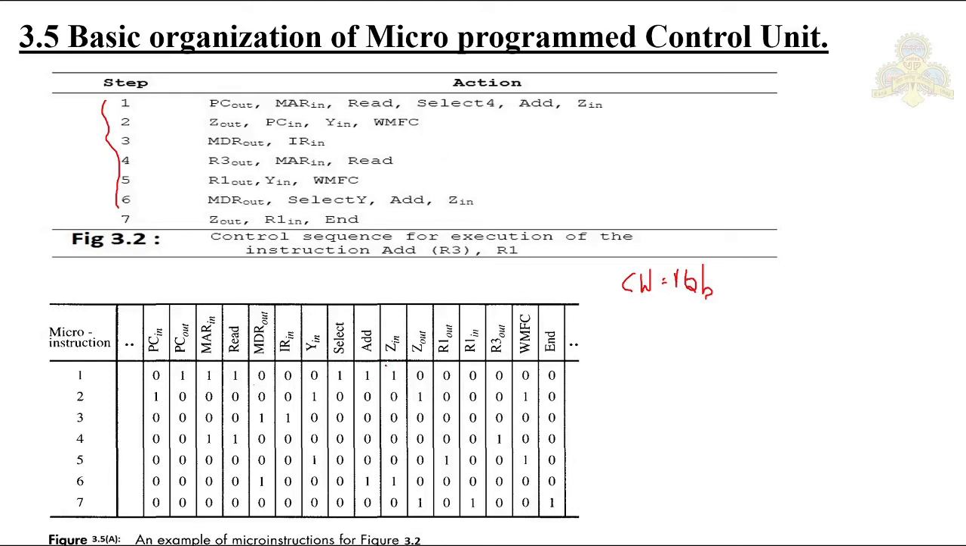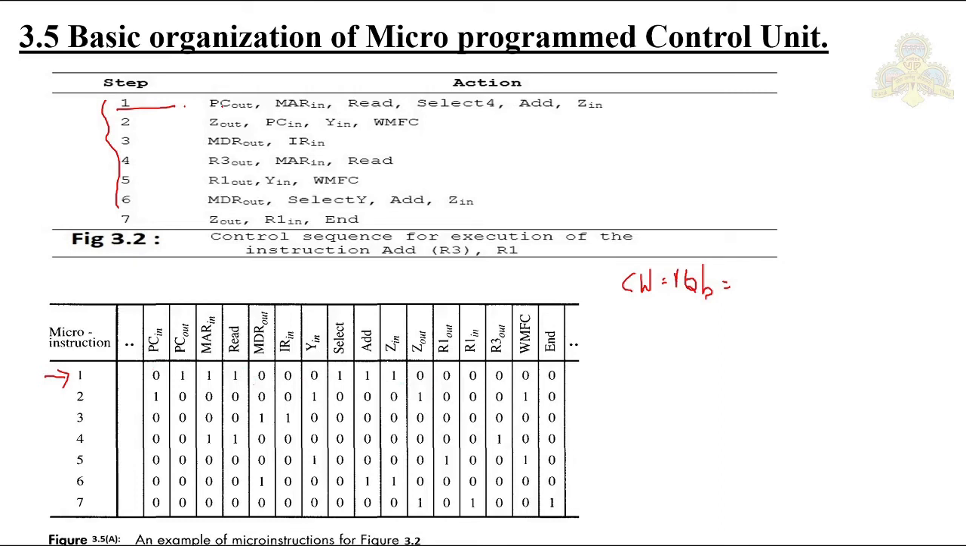Each of the control steps in the control sequence of an instruction defines a unique combination of ones and zeros. That means this 16-bit control word can be a combination of zeros and ones that would represent the control sequence. Consider the first one. There are 7 control words which would represent the control sequence of this instruction. The first control step, from PC out to Zin, can be represented in a control word like this. Wherever we have these control signals, PC out, MAR in, read, select for add, Zin, those will be represented as ones and the rest of the control signals would be represented as zeros.